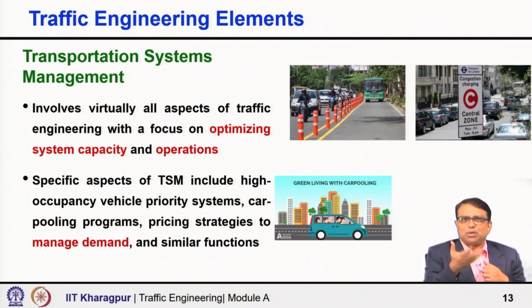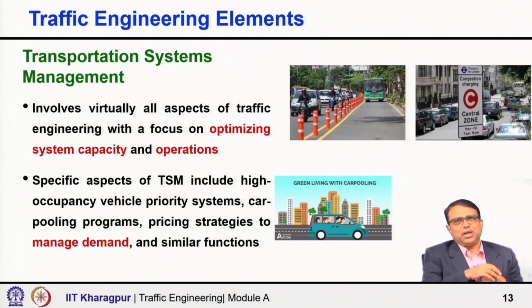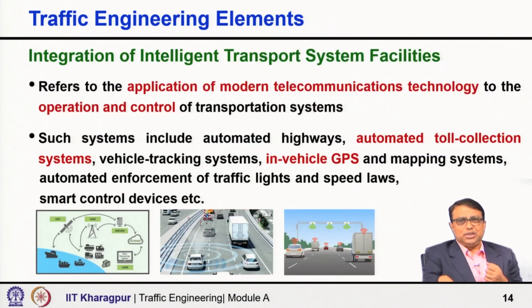Similarly, the carpooling program, as I said, pricing strategy, where public transport should be given priority, all such kinds of things come under transport system management. Anything on how to make better use of the existing facilities for movement of passengers and goods. So, these are again traffic engineering elements, one of the traffic engineering elements. Then integration of intelligent transportation system facility. This has emerged and is slowly gaining more and more importance in the overall traffic engineering work.